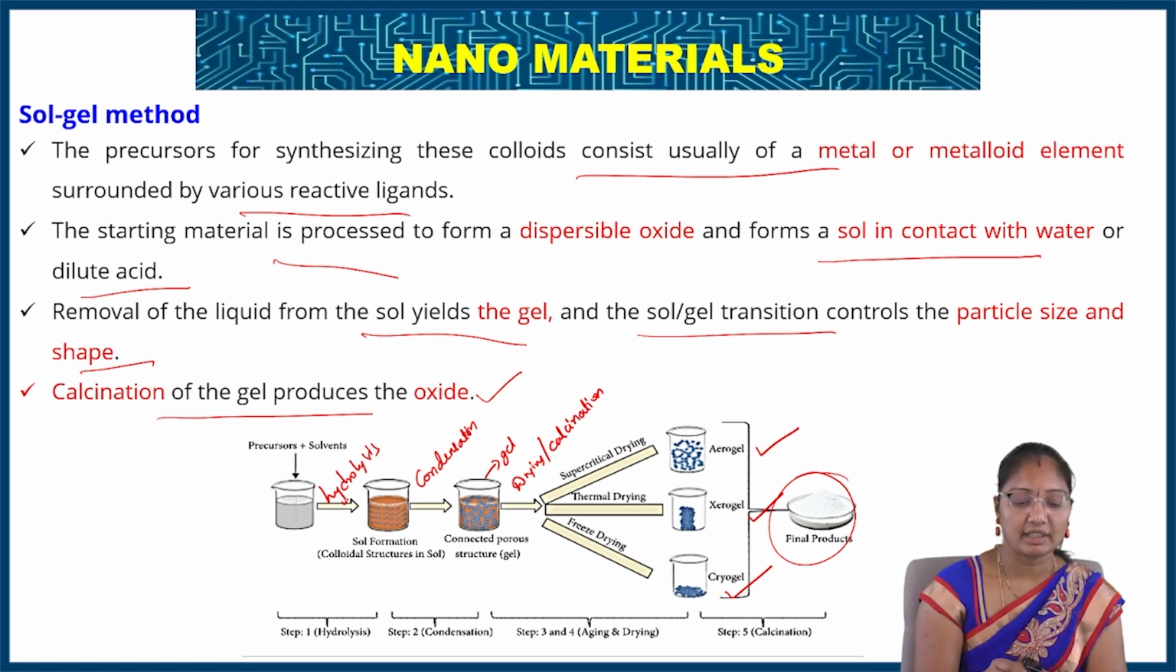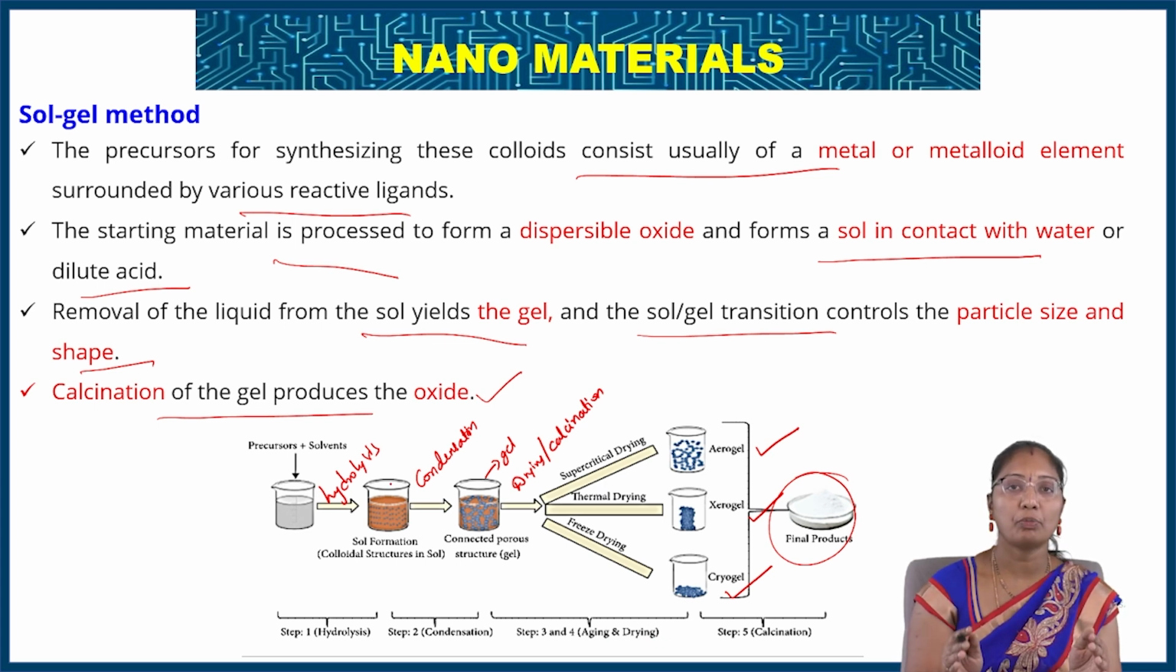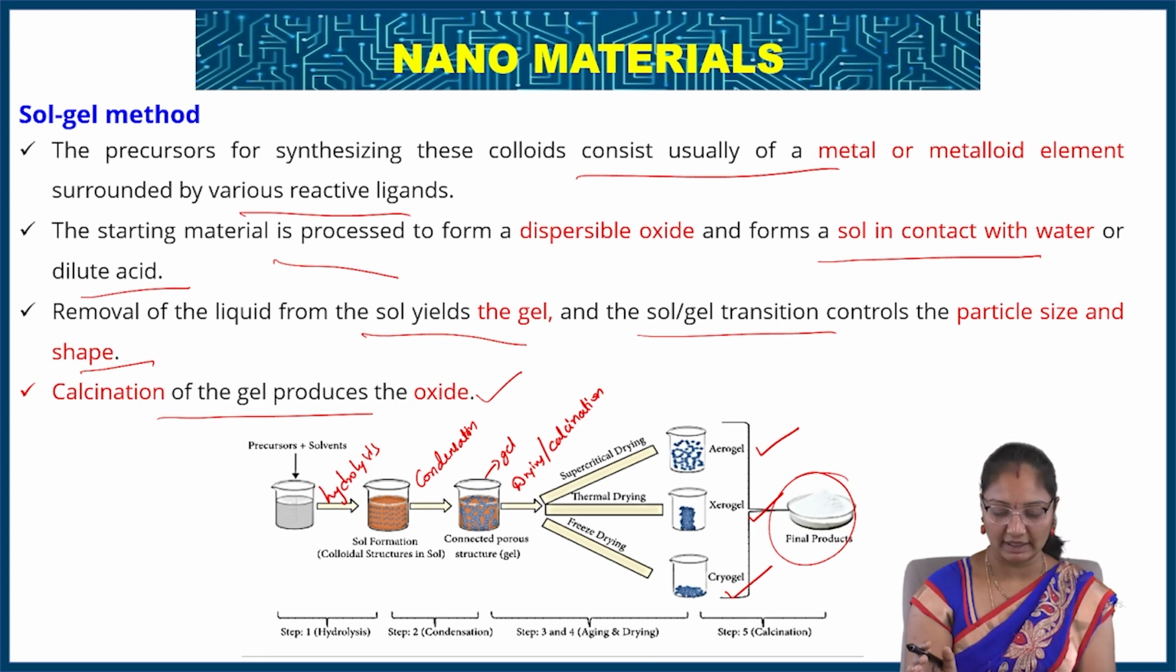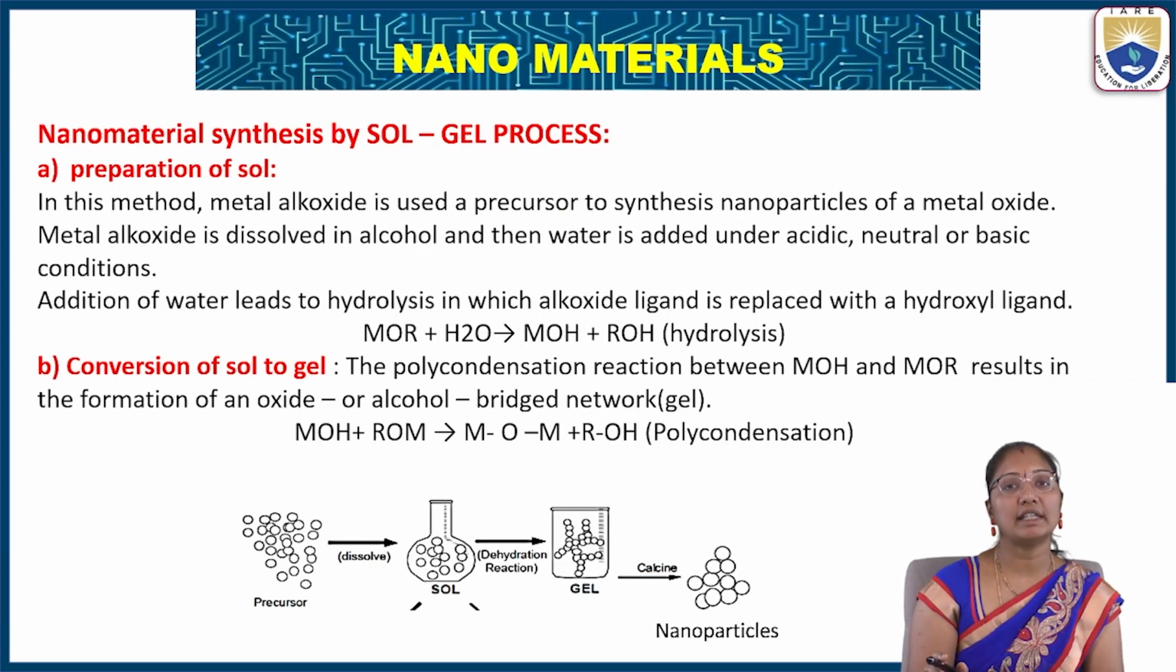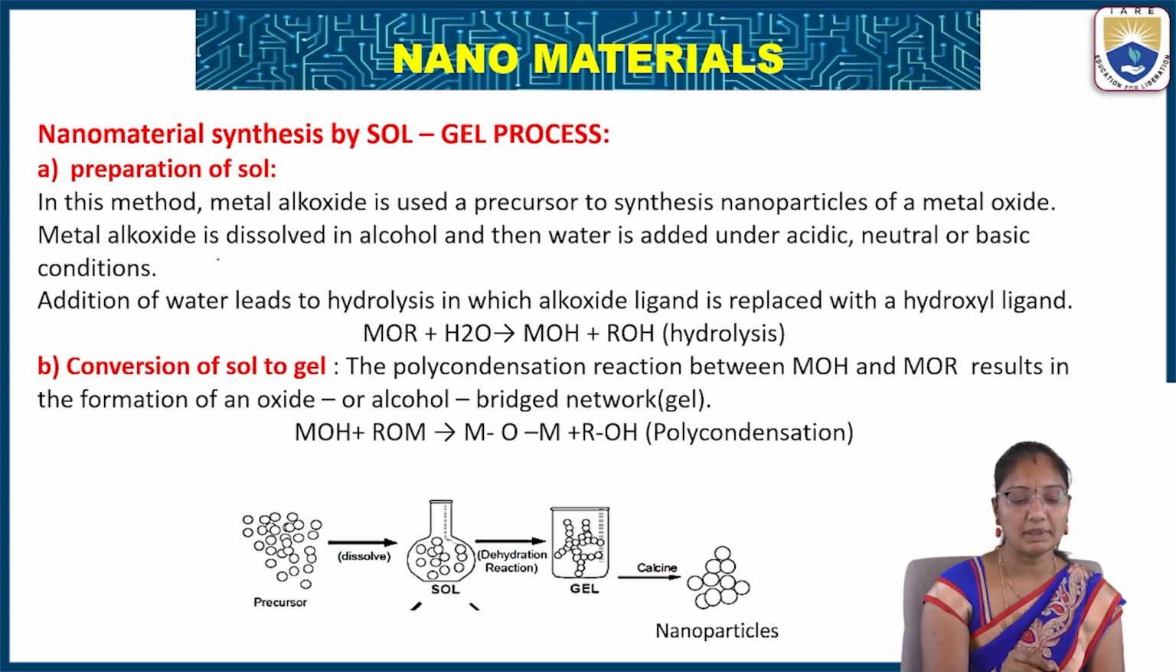And step 1 is hydrolysis, then condensation, then aging and drying. So this is the whole process of the sol gel process for synthesis of nanomaterials. In detail, we are going to see it step by step. How we can prepare the salt: precursor plus oxides, metal oxides or solvents. Solvent plus oxide gives salt.